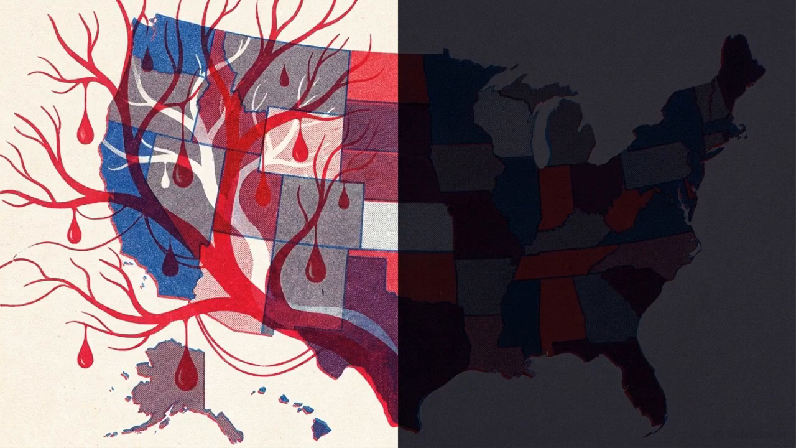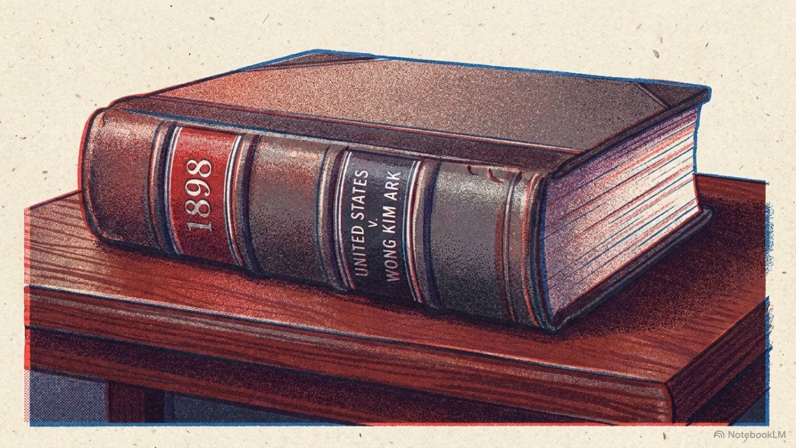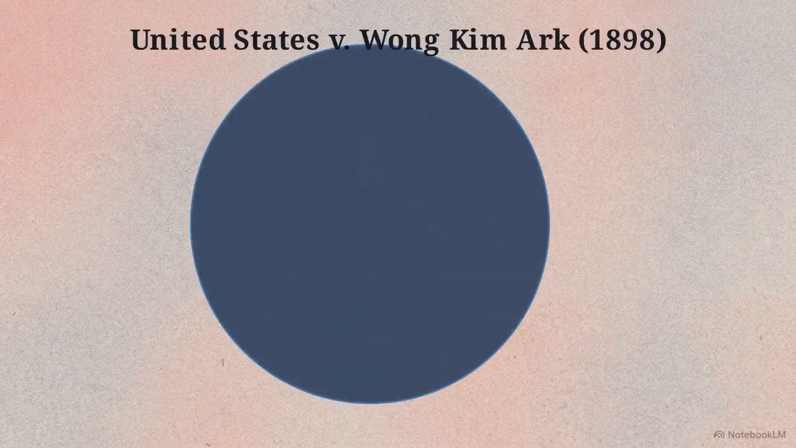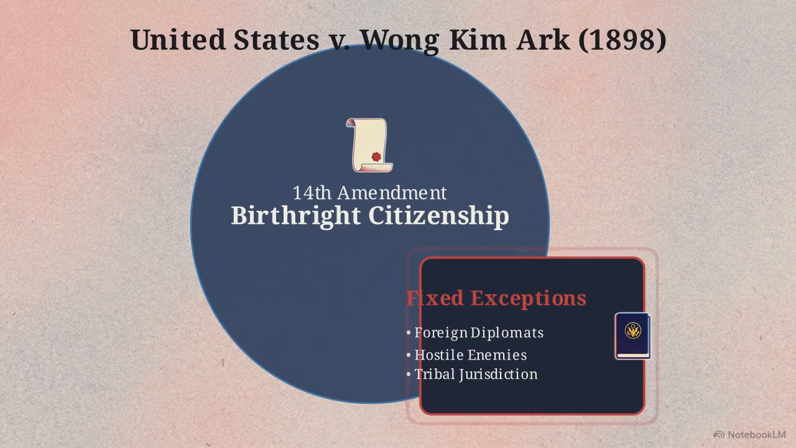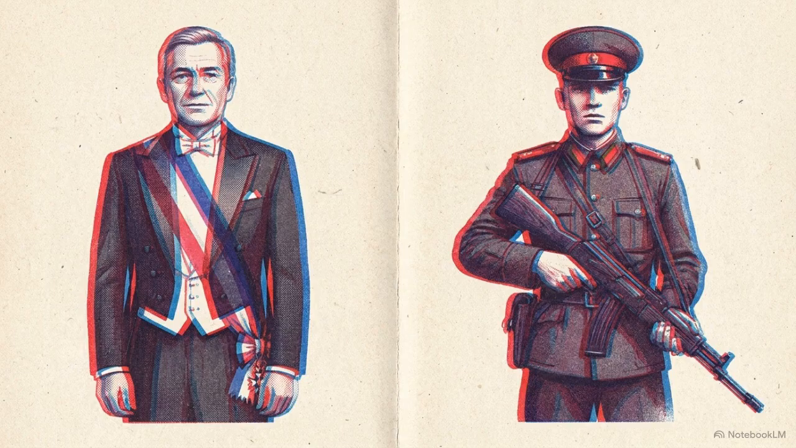Dred Scott relied on an opposing legal framework known as jus sanguinis, where citizenship is determined strictly by blood and ancestry rather than geography. To support the modern application of the territorial view, the majority relies on the 1898 Supreme Court precedent, United States v. Wong Kim Ark. Wong Kim Ark confirmed that the 14th Amendment recognized only a fixed, historically narrow set of exceptions to birthright citizenship. These exceptions apply to children born to accredited foreign diplomats or members of an occupying enemy army.